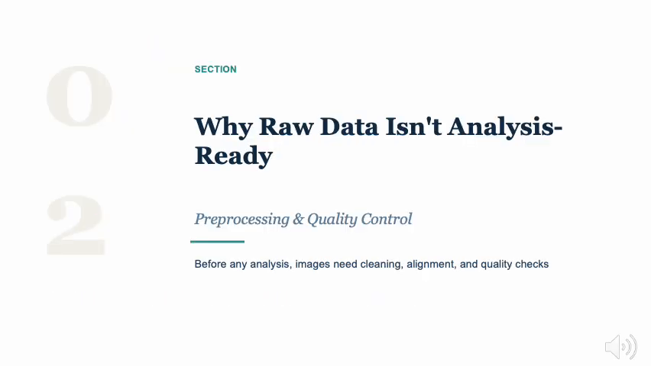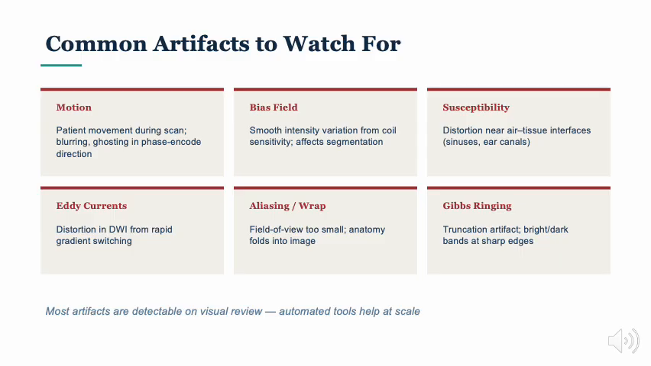That brings us to our second section, preprocessing and quality control. The central question here is why raw data isn't analyzed as is. The short answer is that before any analysis can happen, images need cleaning and alignment and careful quality checks. Let's look at what can go wrong.